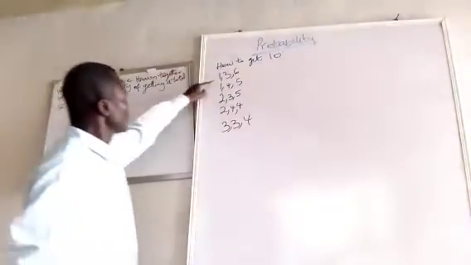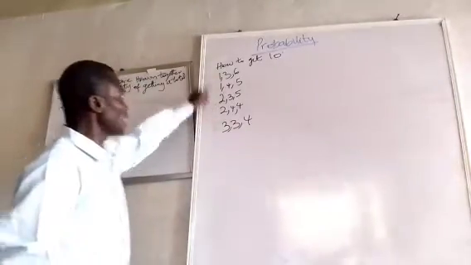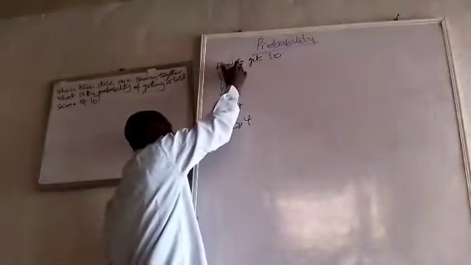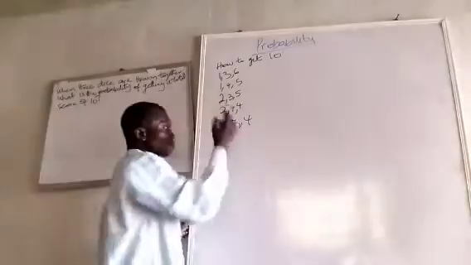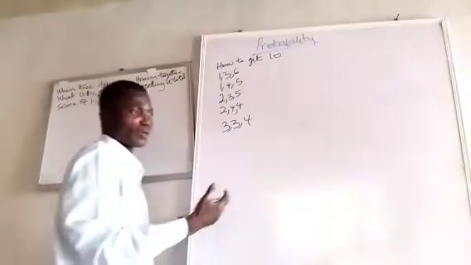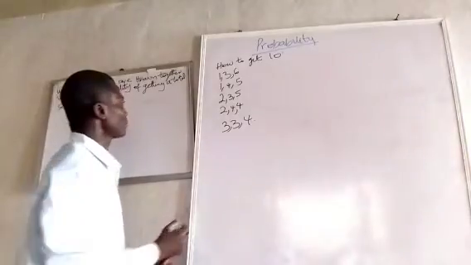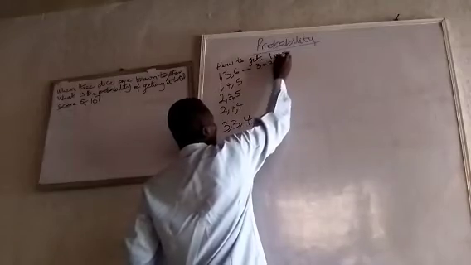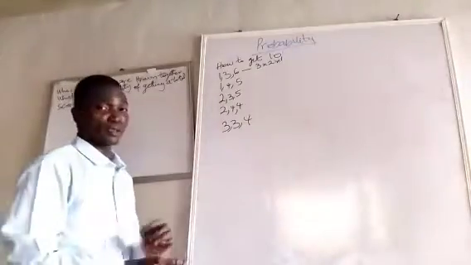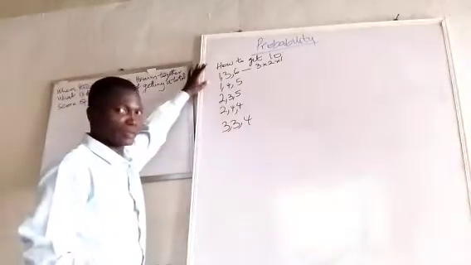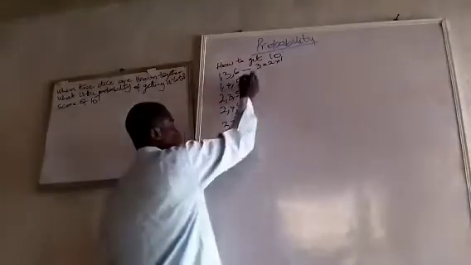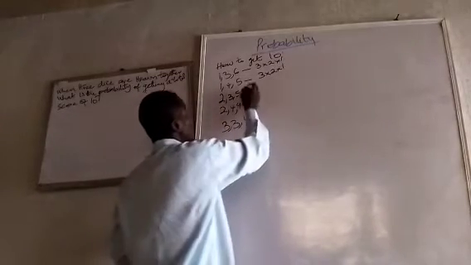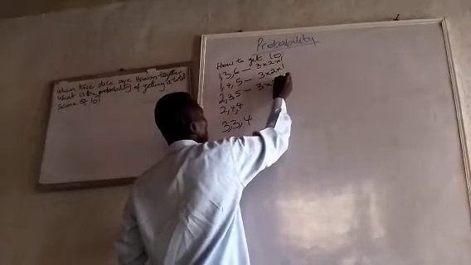Now, if I do arrangement for each of these using permutation, how many arrangements can I have for 1, 3, 6 and for 1, 4, 5? Here, I'm going to have 3 times 2 times 1. If you have not done permutation and combination before, this might not be clear to you. That's why I'm just saying.